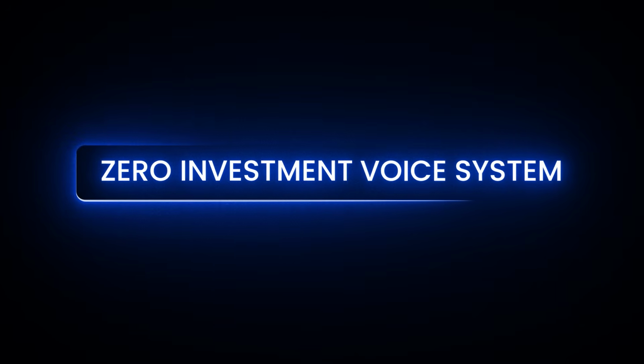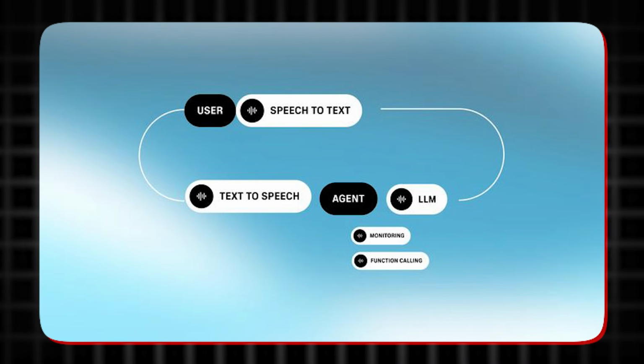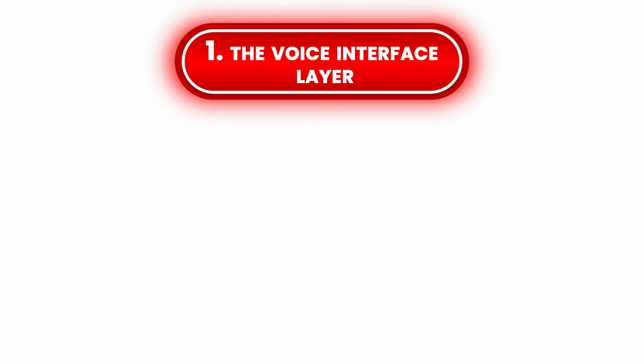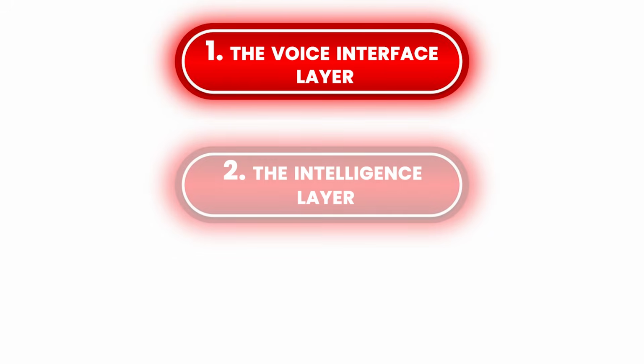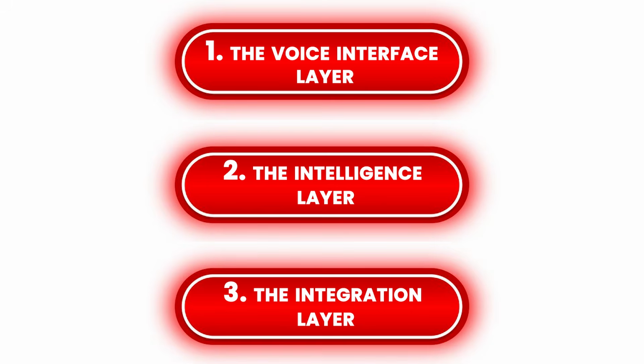This is where something I call the zero investment voice system comes into play. The zero investment voice system is my framework for building fully functional voice AI agents using only free tools and APIs. It proves that you can charge premium prices for services without expensive software overhead. The system has three core layers. First, the voice interface layer, which handles speech recognition and text-to-speech. Second, the intelligence layer, which processes conversations and makes decisions. Third, the integration layer, which connects everything to the client's existing systems. All three layers can be built without spending money on monthly subscriptions.